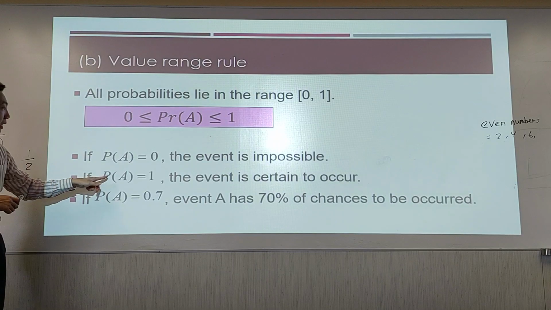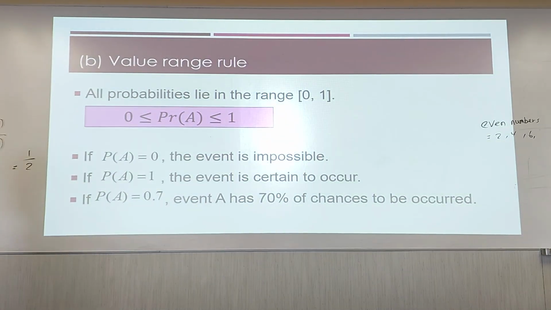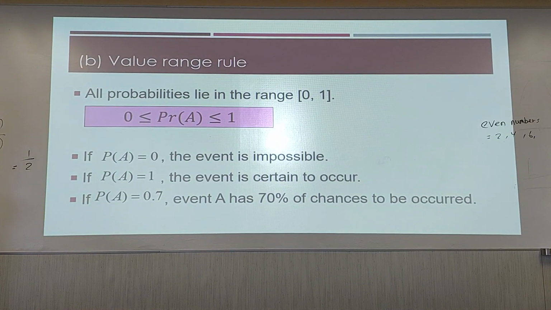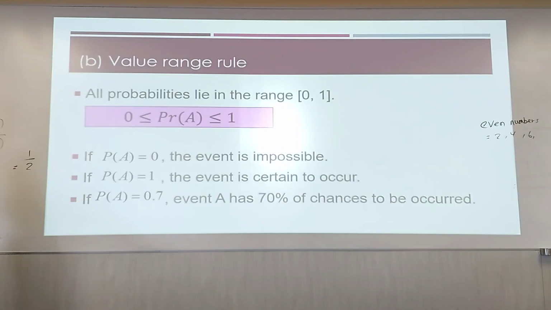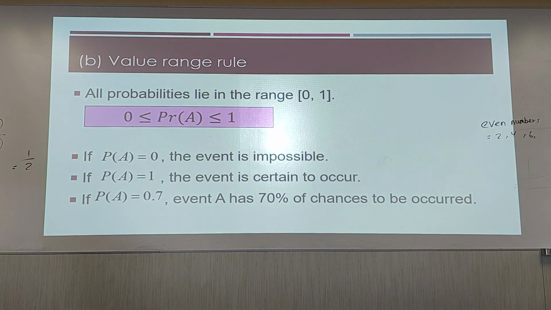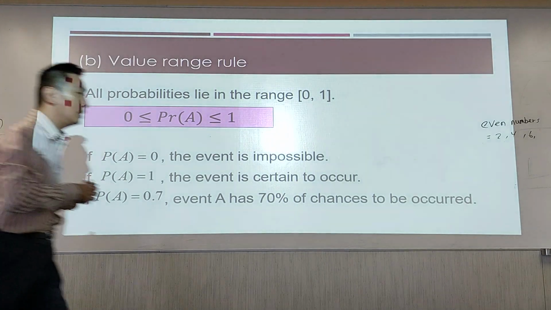What if the probability of A is equal to 1? That means 100% event A will happen. What if the probability is equal to 0.7? How do we interpret this? That means there is a 70% chance that event A will happen. Okay, alright, next slide.